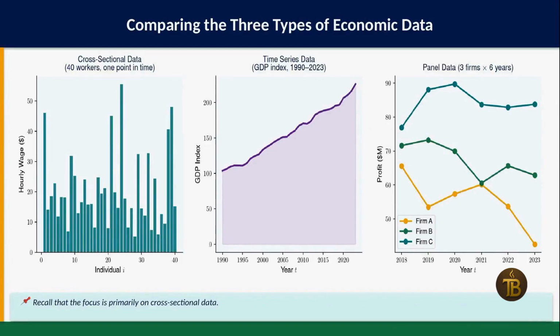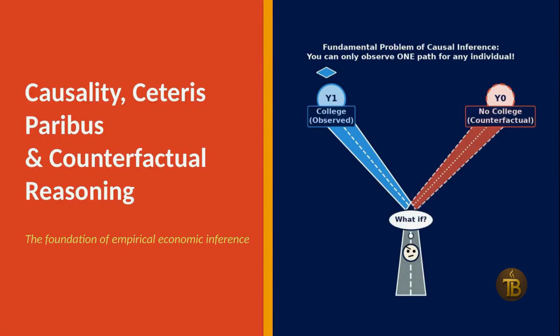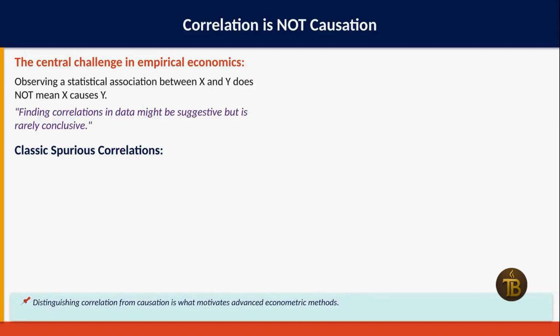Here is the side-by-side comparison of all three data structures. As a reminder, our focus in this course will be primarily on cross-sectional data. Now we get to what is arguably the central challenge in all of empirical economics: causality, the idea of ceteris paribus, and counterfactual reasoning. Distinguishing correlation from causation is really what motivates almost every advanced technique in econometrics.